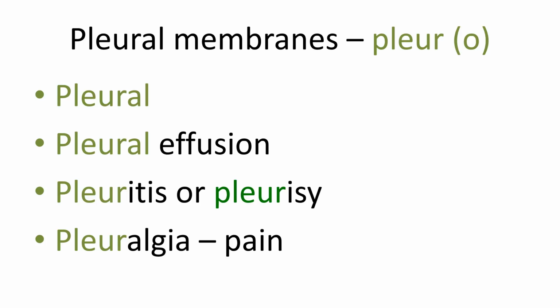And if you want, you can use this term pleuralgia. Pleuralgia is pain from the pleural membranes. So pleuralgia is a symptom of pleurisy. And the algia bit on the end, the suffix algia, means pain.